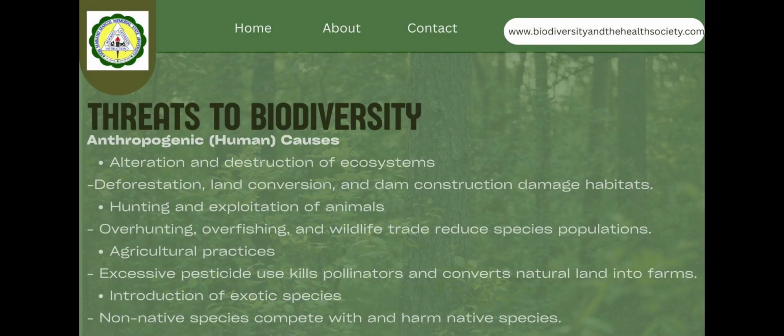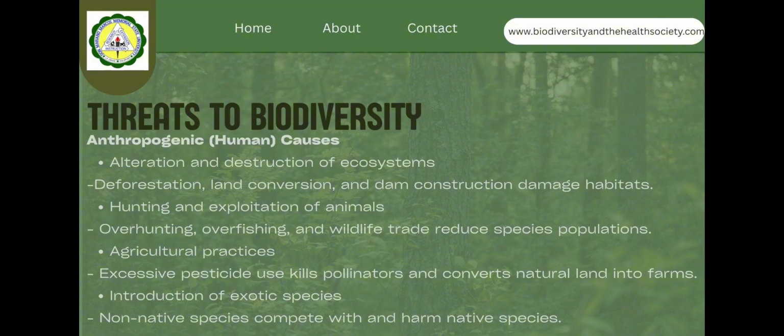So now, let us move on to the anthropogenic or human causes of biodiversity loss. First, the alteration and destruction of ecosystems. Human activities such as deforestation, land conversion, and dam construction damage natural habitats. Because of this, many species lose their homes and sources of food, which affects their survival.